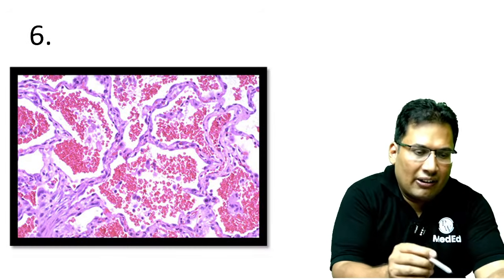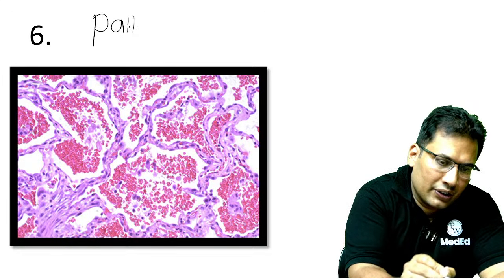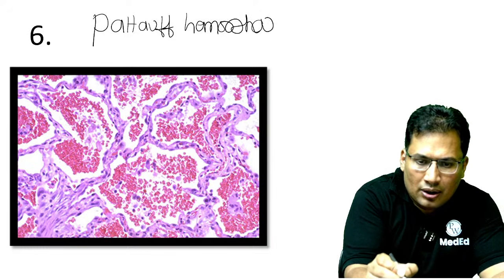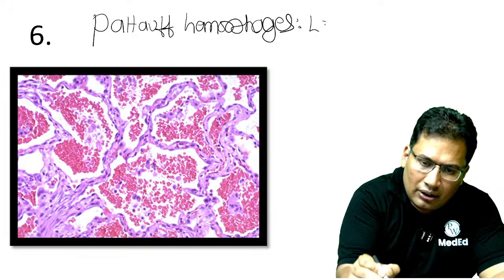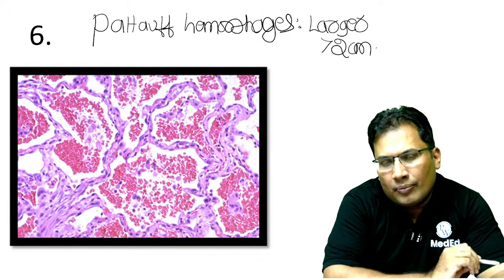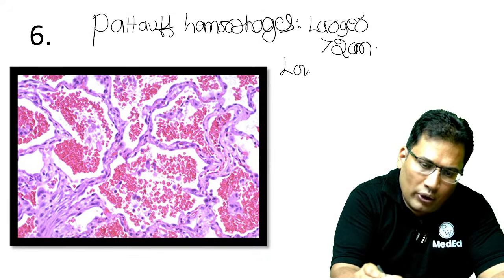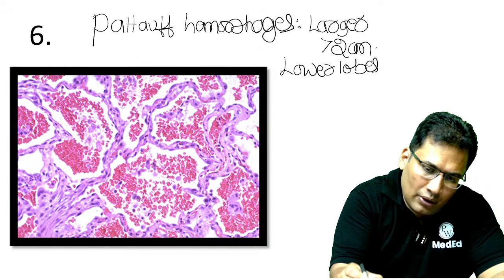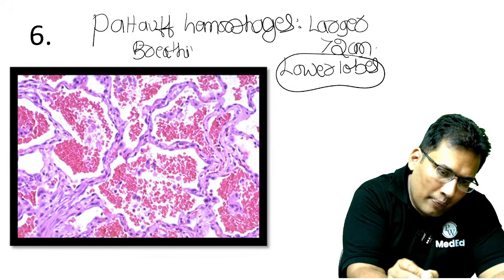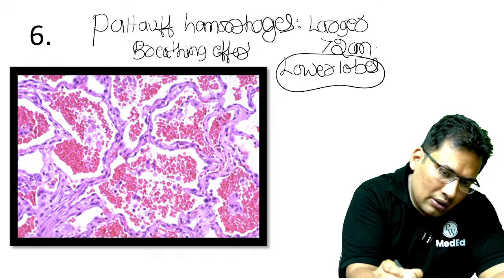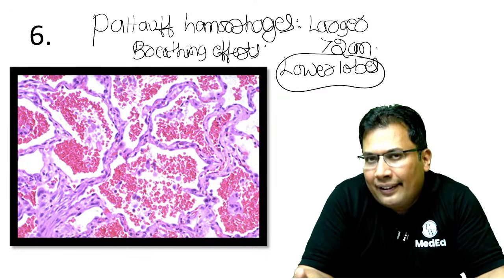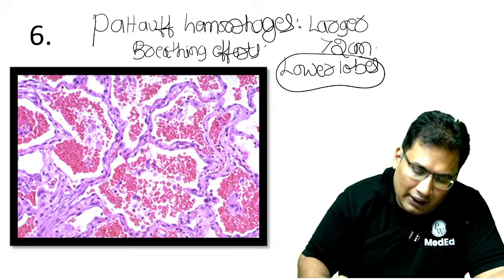Now in some cases there will be Paltauf's hemorrhages. They are larger in size, more than 2 centimeter. Okay, and they are commonly seen over the lower lobes. All because of the breathing efforts. Breathing efforts lead to damage to the blood vessels. So blood vessels, venules can bleed. That leads to Paltauf's hemorrhages. This is the 6th finding.